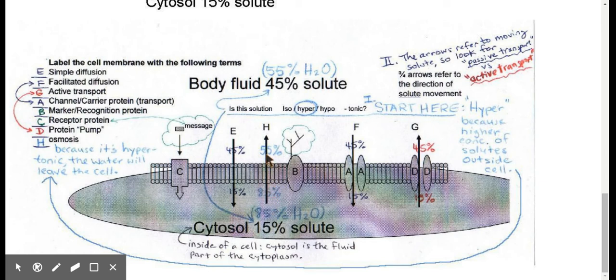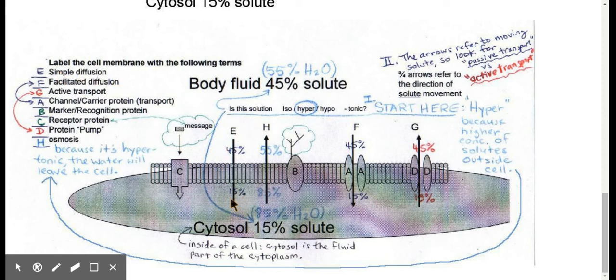And that's osmosis. Osmosis is where water moves from an area of high concentration of water to an area of low concentration of water. The solute will do the opposite. And so this one, E, is simple diffusion, where the solute is going from 45% into the cell at 15%. So the solute is going from an area of high solute concentration to an area of low solute concentration. And so that one's simple diffusion.